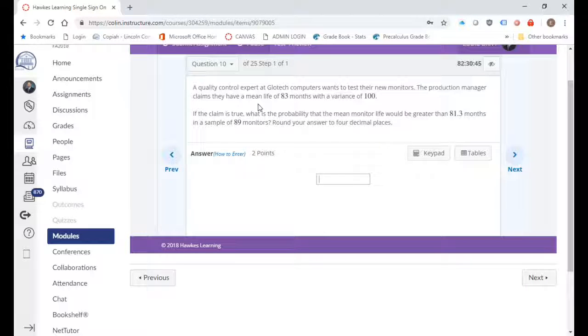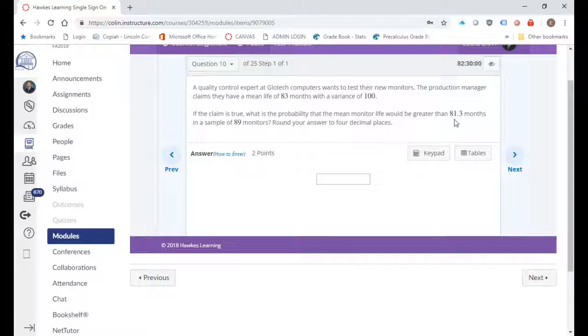Okay, now starting with number 10, this problem is a little different than 6 and 7. Read through the problem and you'll be able to tell a little bit of difference. We still get a mean here. We have a variance, so we'll have to find the standard deviation. It says if the claim is true, what is the probability that the mean monitored life would be greater than, that's important, this 81.8 months, that's our x, but here's the different part, in a sample of 89 monitors. So we're not talking about one monitor, we're talking about if we took 89 monitors, what would the probability be that their monitor life would be greater than 81.3 months?